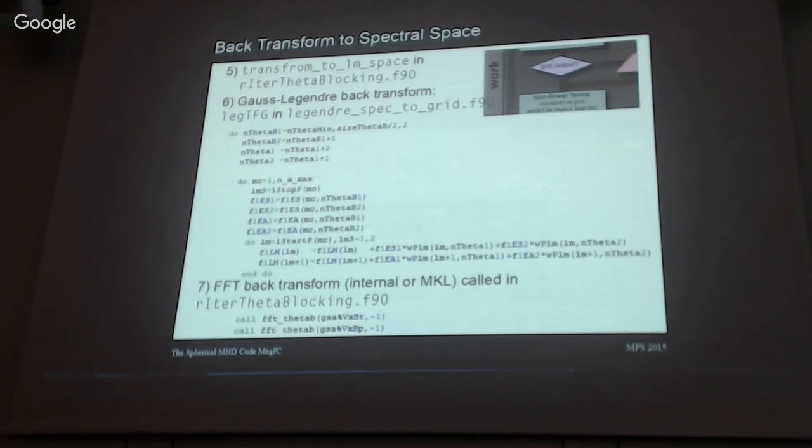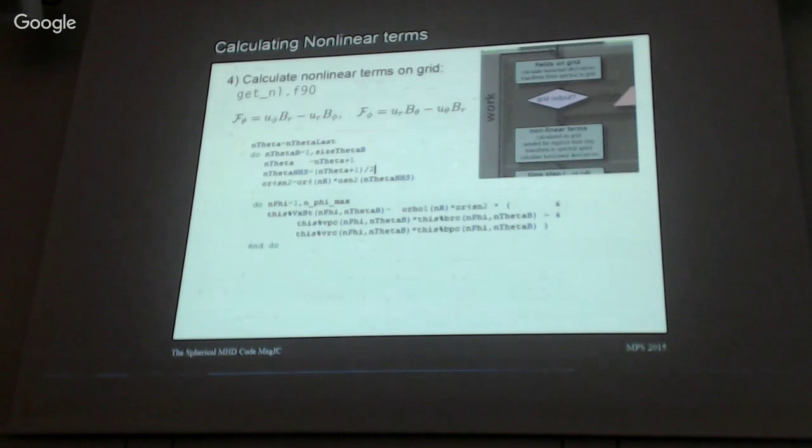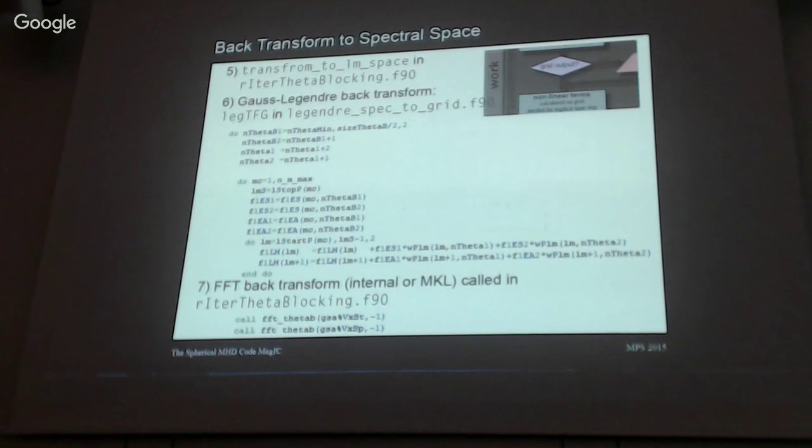So what we did, this is the step I had forgotten. After we calculated this on the grid, phi theta, we want to transform this back to the spherical harmonic space, because there we can take the derivatives, and that's explained here. This is in legendre_spec_2_grid, but you don't have to go there. I think it's too confusing.